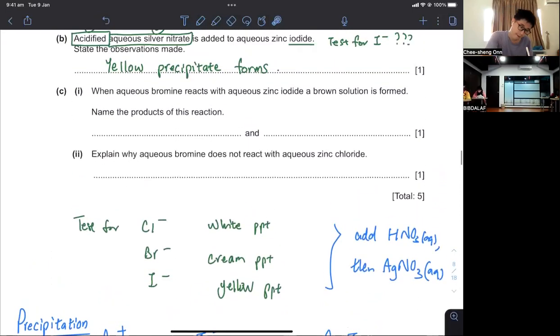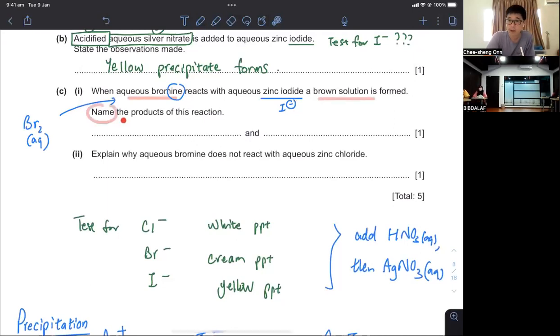Okay. Now the next one, when you have aqueous bromine, this is bromine. So that means this is Br2 aqueous. And then you add it to zinc iodide. This is I minus, iodide. You get a brown solution. Name the products. Cannot give formula. If you give formula, you don't get any marks. This is straight from group 7 chemistry.